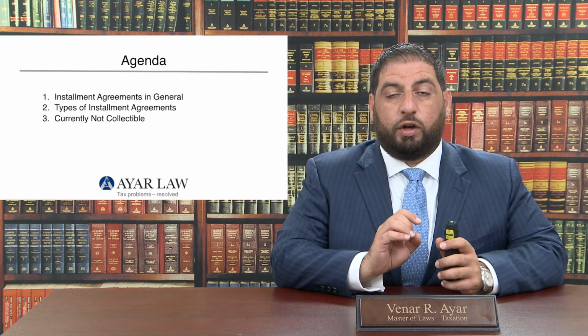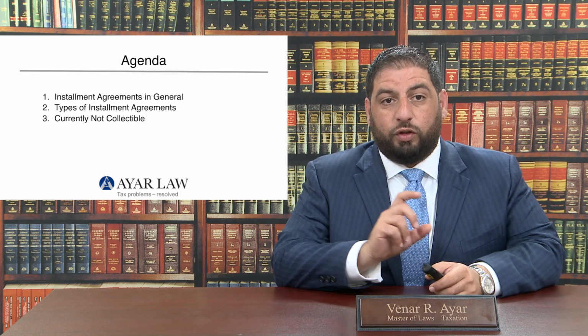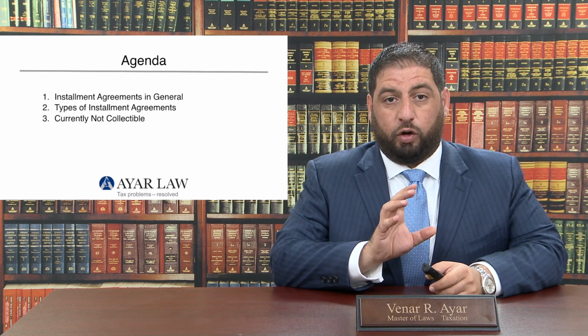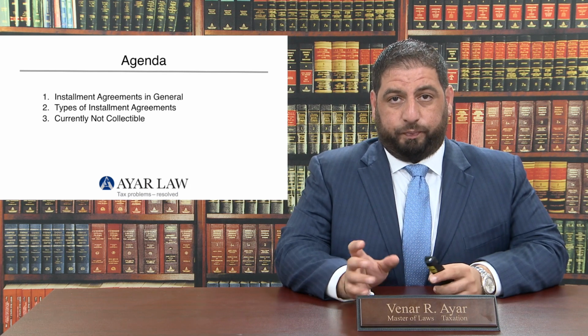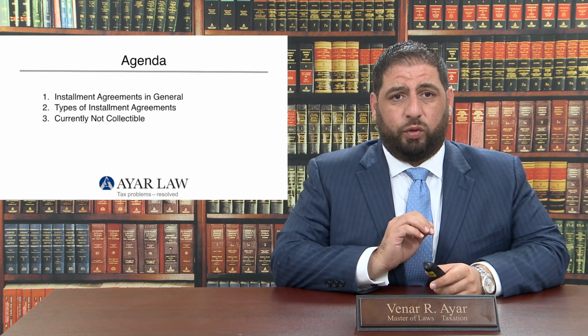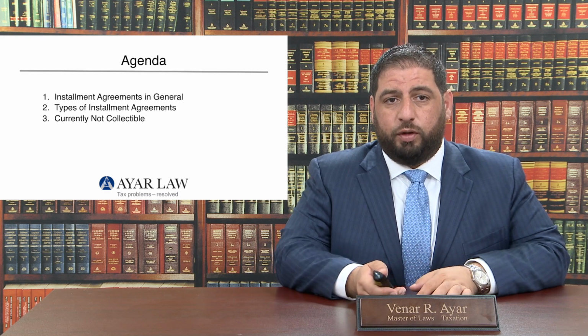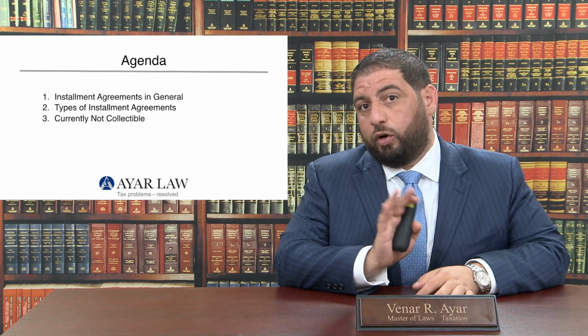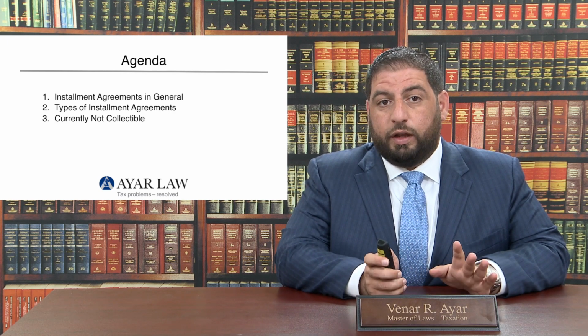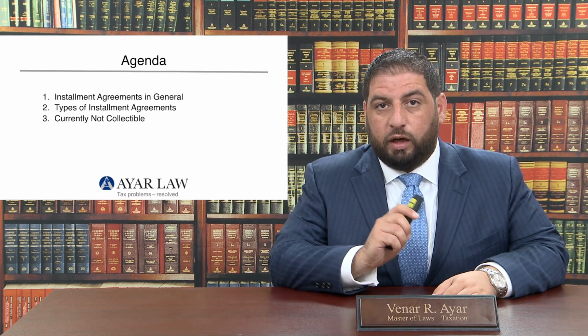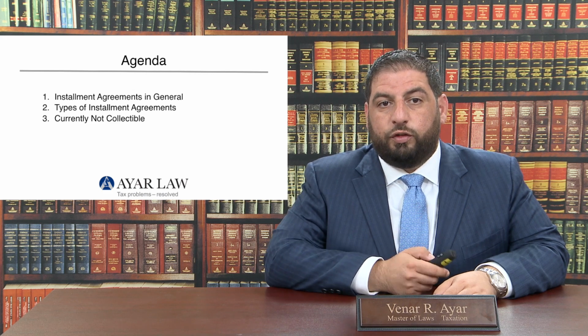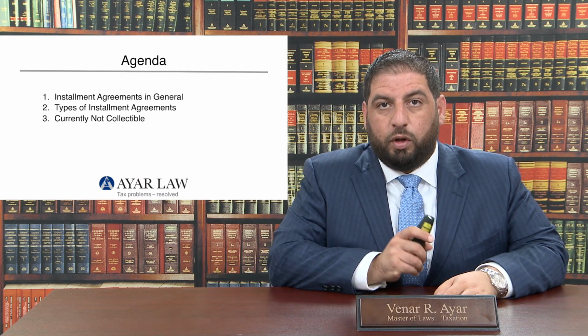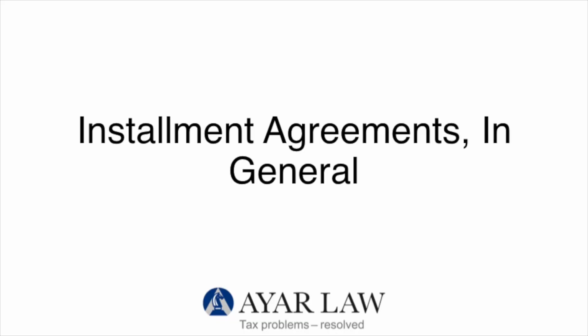Our presentation today is going to be broken down into 3 separate parts. First, we're going to go over installment agreements in general, and do a detailed review of the 3 types of installment agreements. And then we're going to talk about procedural rules related to installment agreements. And then at the end, we're going to go over currently non-collectible status, which is very similar to installment agreements, but a different resolution.